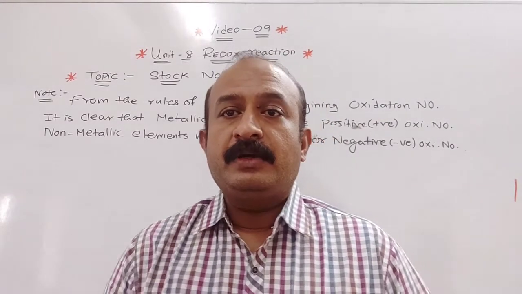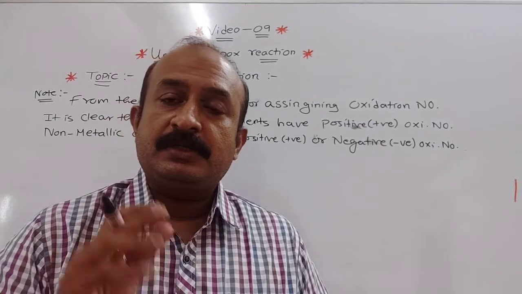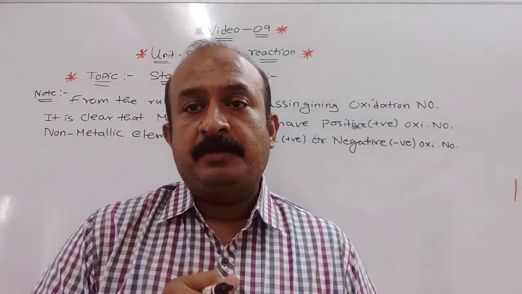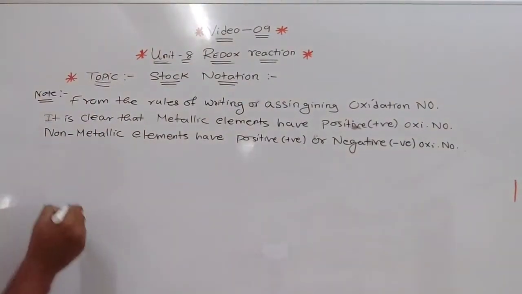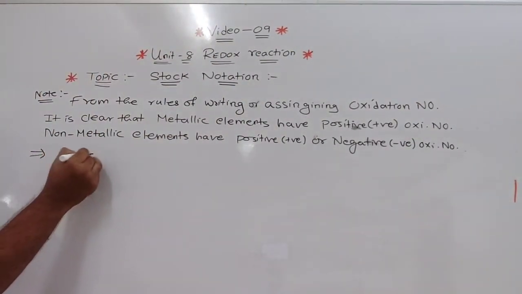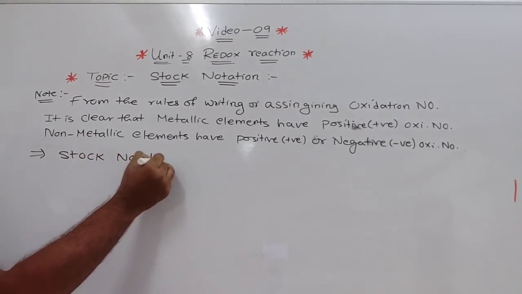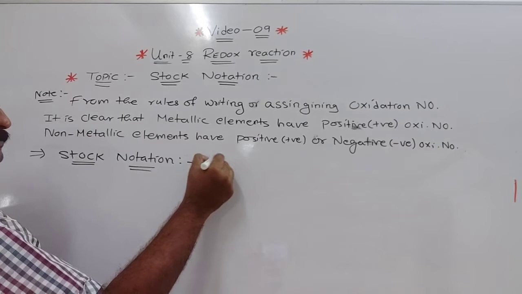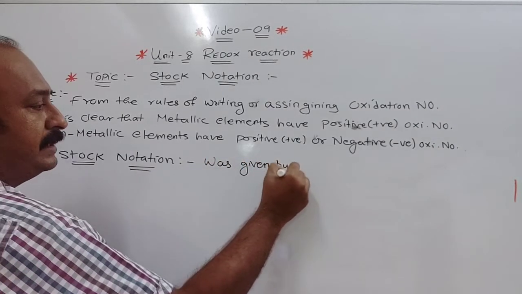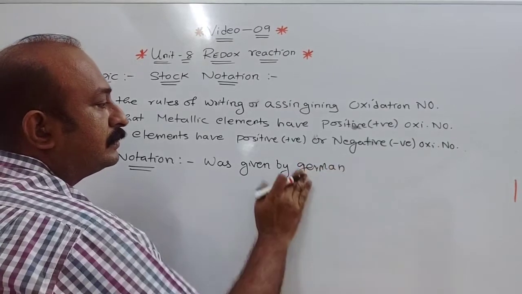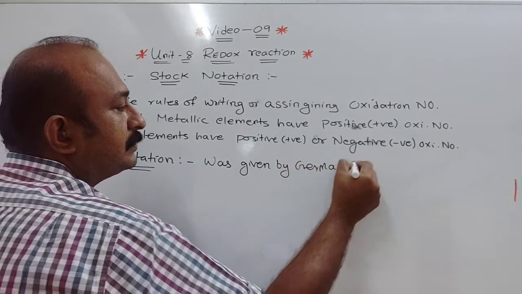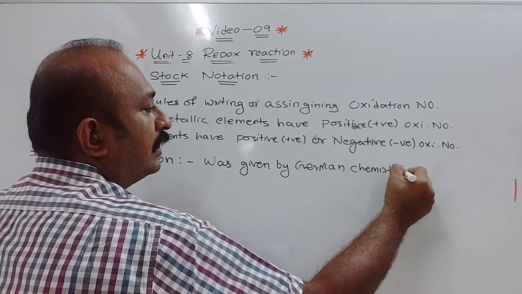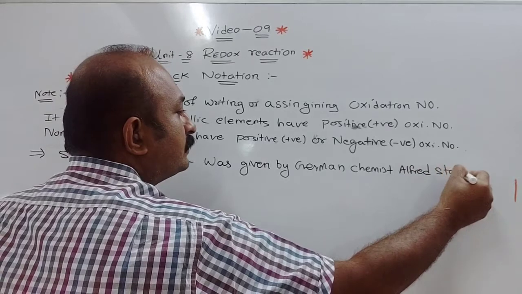Now who gave the concept of Stock notation? It was Alfred Stock. He was a German chemist. Clear? He was the one who gave this name.